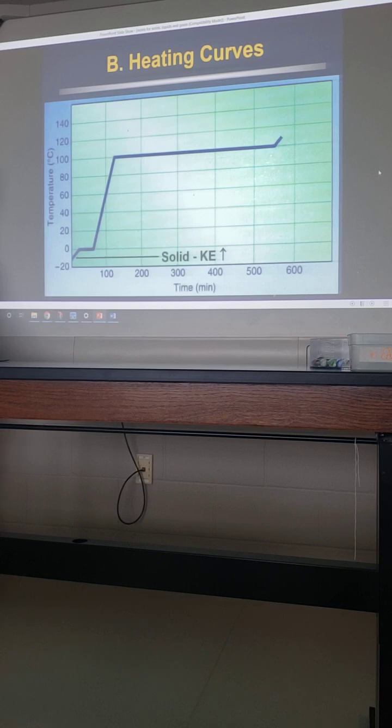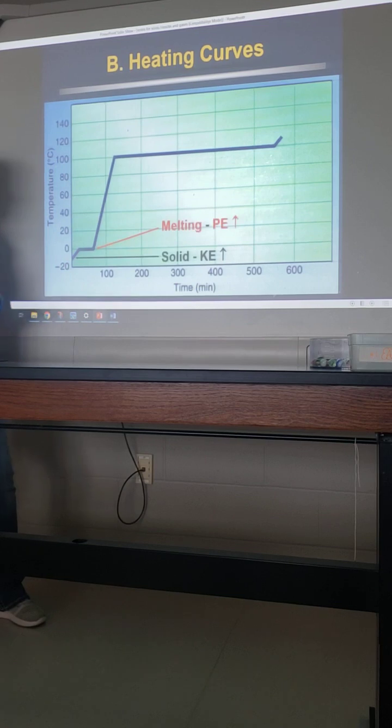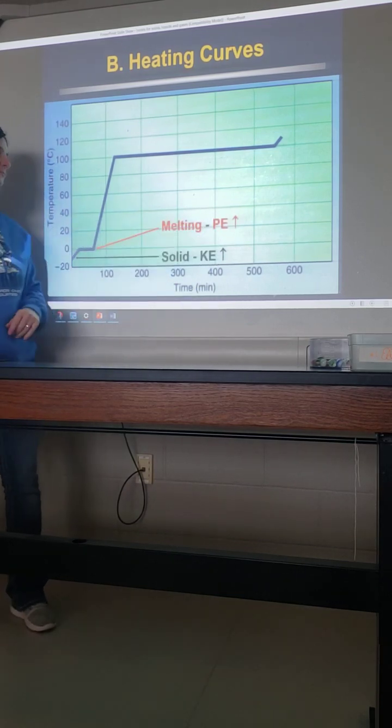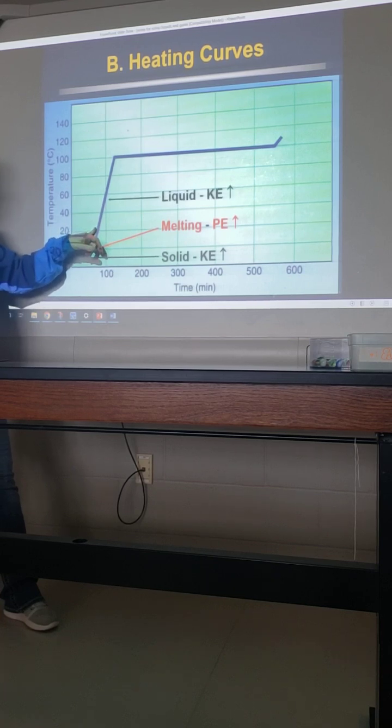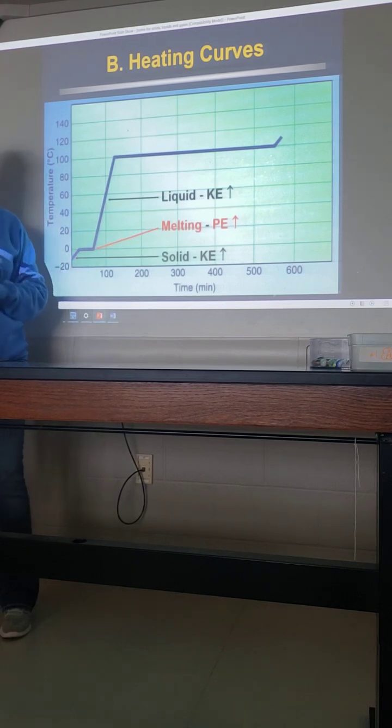Okay, so we have our solid. Notice it's showing kinetic energy is going up because temperature is going up. This is melting. This is where potential energy is going up. We're back to kinetic going up because temperature is going up. So if you're trying to identify what kinetic energy is doing, just look at the temperature.